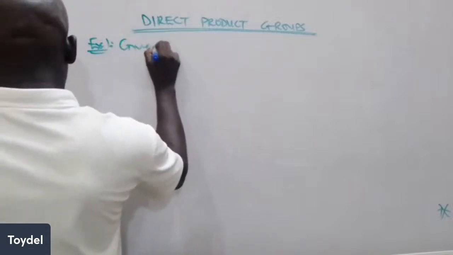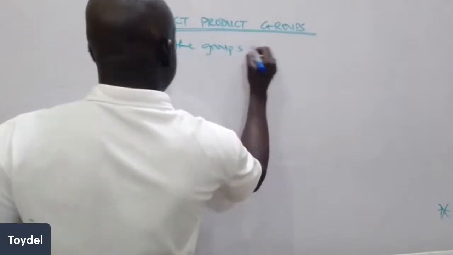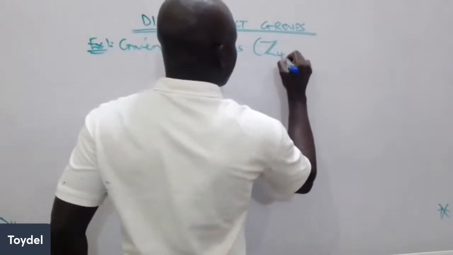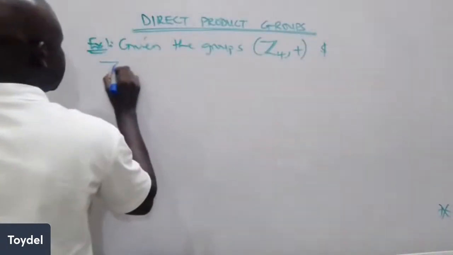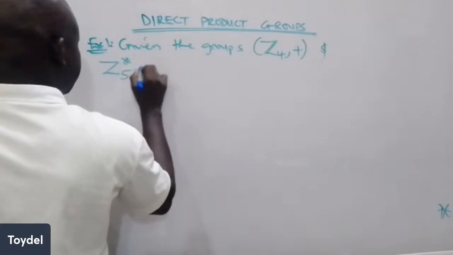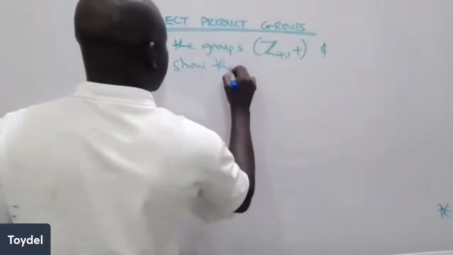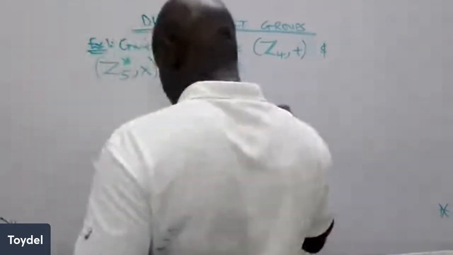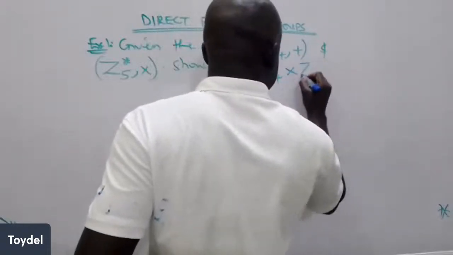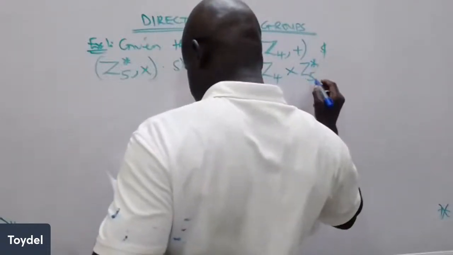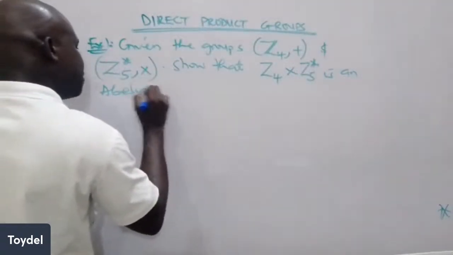Example. Given the groups Z4 under addition and Z5 asterisk under multiplication, show that Z4 cross Z5 asterisk is an abelian group.